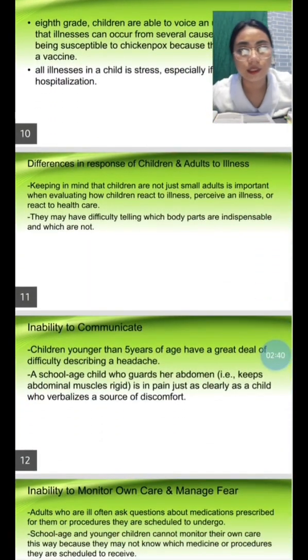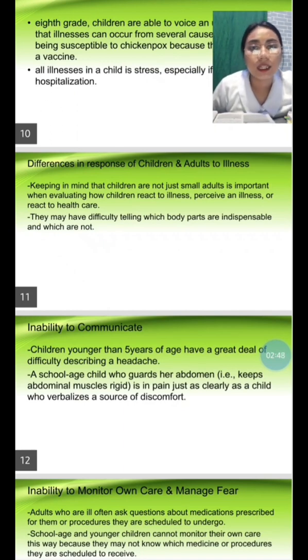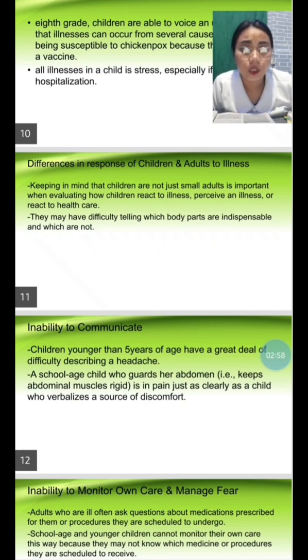let's proceed to differences in response of children and adults to illness. Keeping in mind that children are not just small adults is important when evaluating how children react to illness, perceive an illness, or react to healthcare. And also, they may have difficulty telling which body parts are indispensable and which are not.